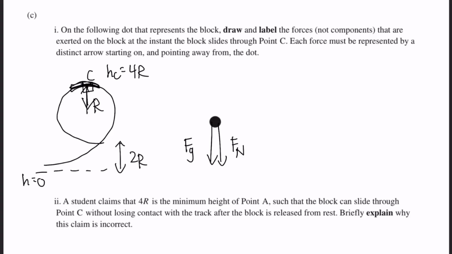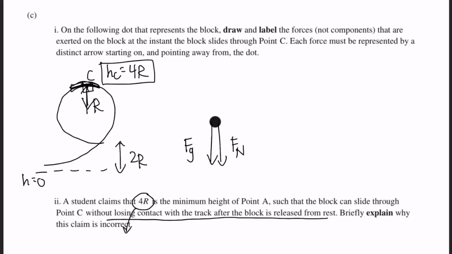Okay, so now we are on to our final problem. So this is about proving a statement wrong using what we know about the problem. So a student claims that 4r is the minimum height of point A such that the block can slide through point C without losing contact with the track after the block is released from rest. Briefly explain why this claim is incorrect. Okay, so as I just mentioned, height C is 4r.